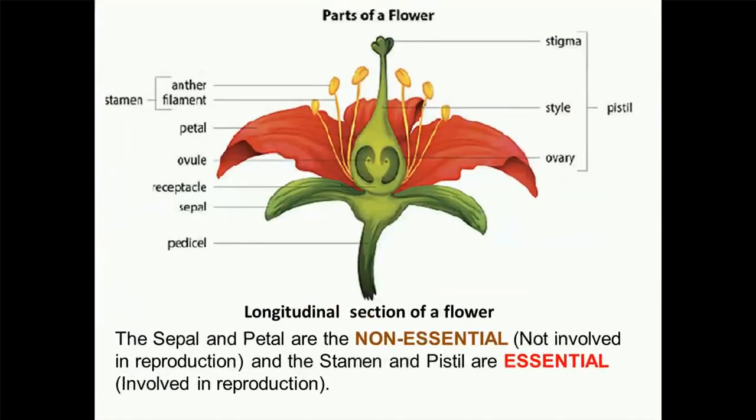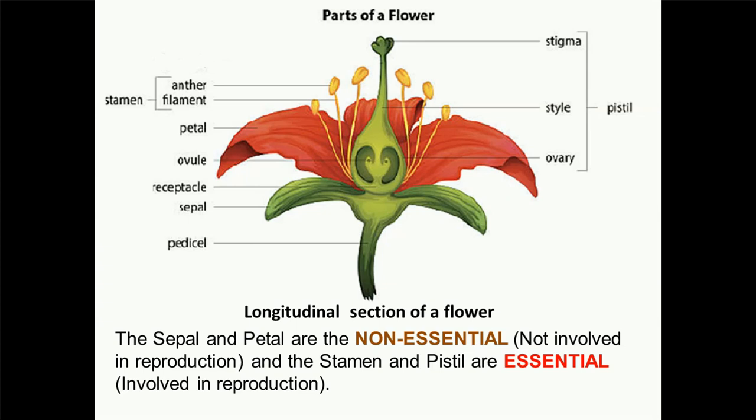So here we have the structure of the flower. So we want to look at the parts of the flower. Now, the longitudinal section of a flower shows at the right hand side the part called stamen. The stamen is made up of the anther and the filament. So take a look at the location of these parts. At the left hand side we have the pistil. And so the pistil includes the stigma, the style, and the ovary.